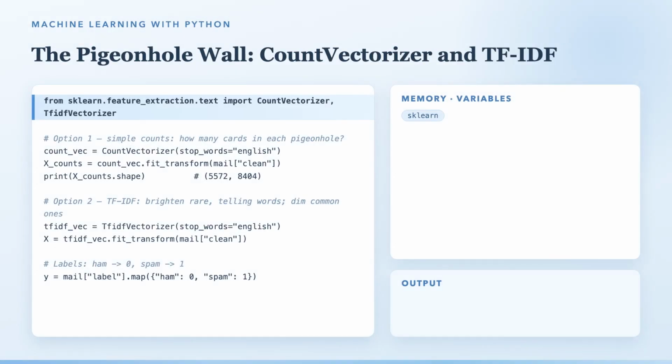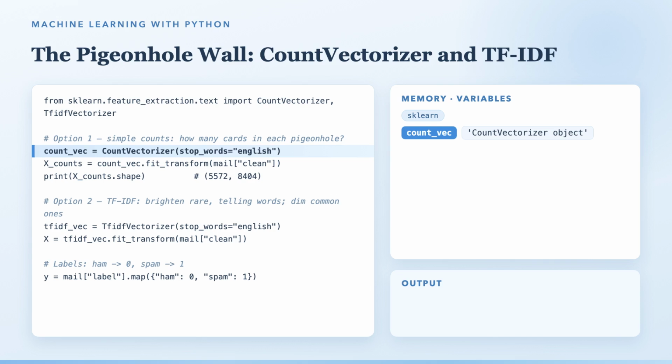A machine cannot read words, but it can count them beautifully. So we build a pigeonhole wall. One small compartment for every unique word in the entire mailbag. 8,404 of them. CountVectorizer does the counting. Each letter becomes a long row of numbers. How many times did free appear? Twice. Win? Once. Meeting? 0. Most of the row is zeros, and that's perfectly fine.